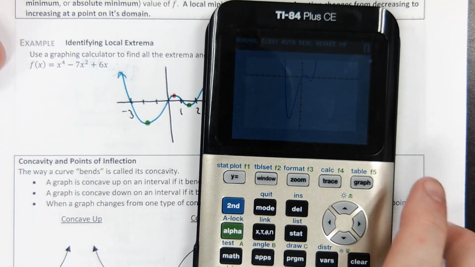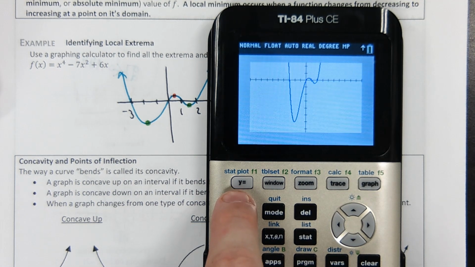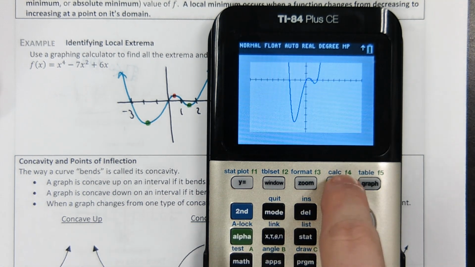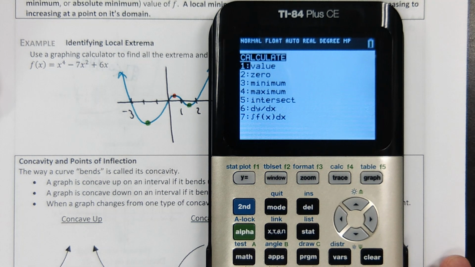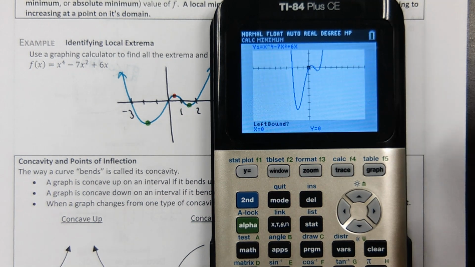The calculator can find those points, though. Do second, trace. So we're trying to calculate some stuff, and this is where our minimums and maximums can be found. I'm going to go after the minimums first because there's 2 of them. So second, trace, and then I'm going to type the number 3.